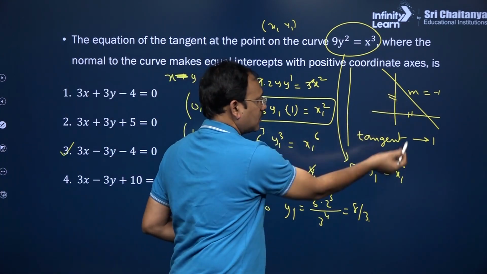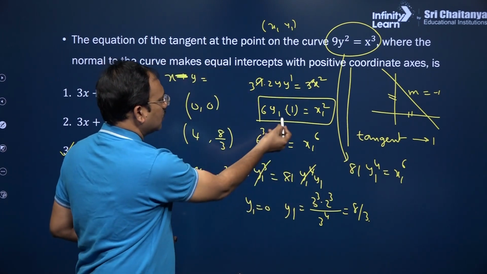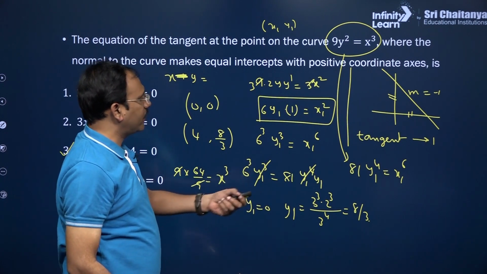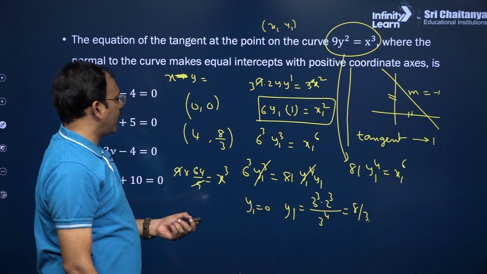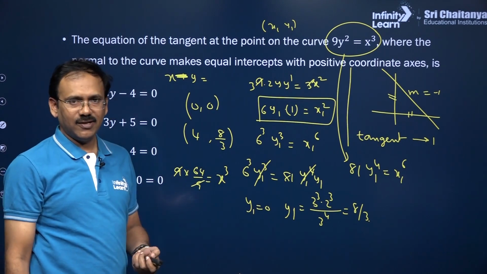Normal slope minus 1, so tangent slope is 1, so derivative must be equal to 1, this is the point. So from this equation you just find y1 coordinates. Once you get y1, you can automatically get x1 and simplify accordingly, right.